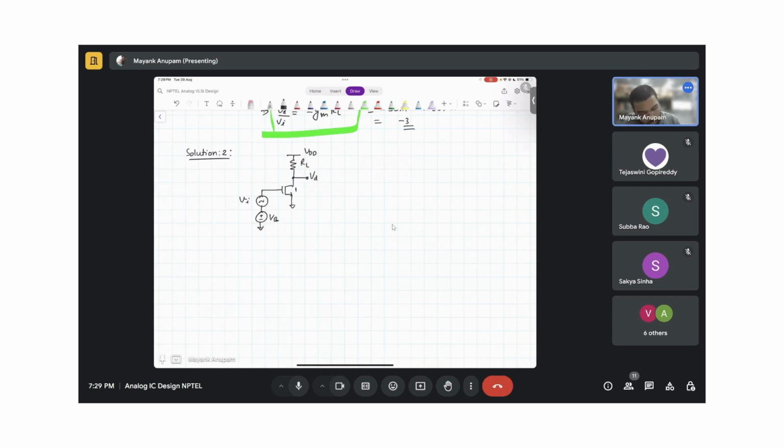Yeah, we want to have a gain of -100, correct? To have a gain of -100, find Vb for this gain.